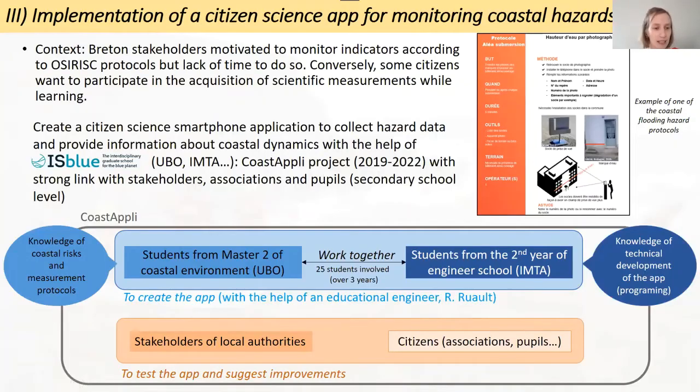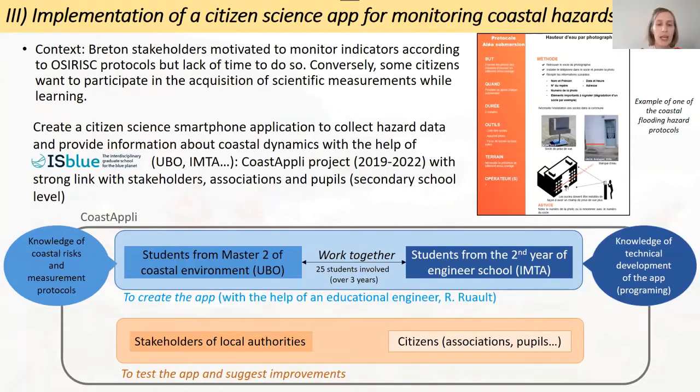And thanks to my teaching side as a lecturer, I would like to present my work on the triptych learning, citizen science and research. Breton stakeholders are motivated to monitor indicators according to OSIRISK protocols that I previously mentioned, but lack time to do so. Conversely, some citizens want to participate in the acquisition of scientific measurements while learning.